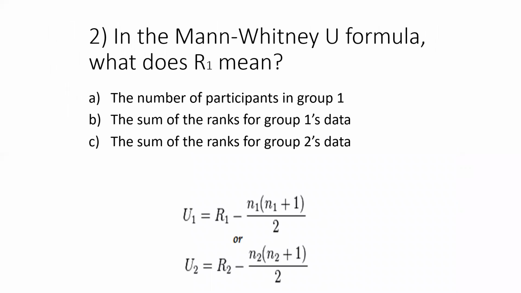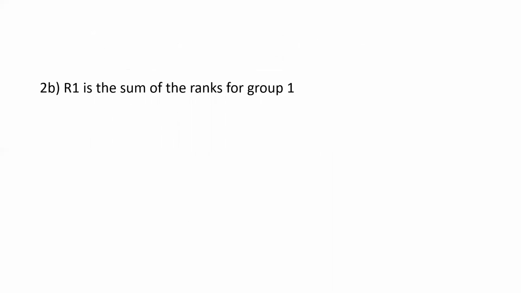Question 2. In the Mann-Whitney U formula, what does R1 mean? A, the number of participants in group 1. B, the sum of the ranks for group 1's data. C, the sum of the ranks for group 2's data. Pause here if you need more time to think. And the answer is B. R1 is the sum of the ranks for group 1.